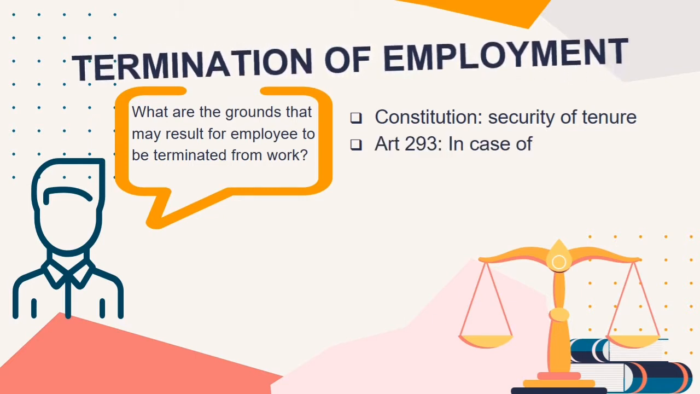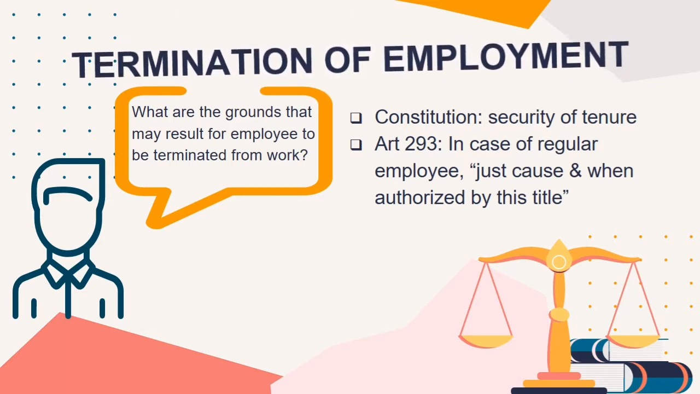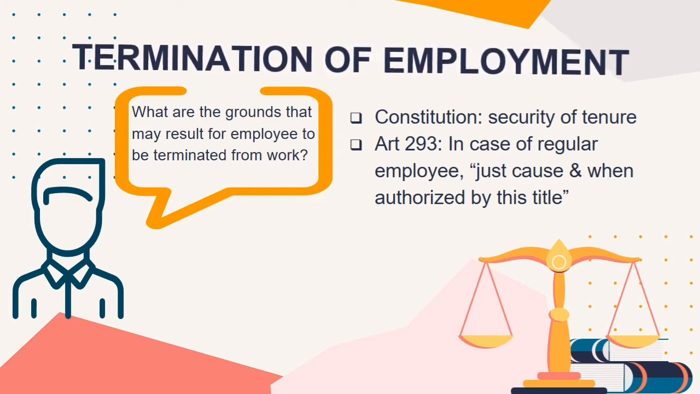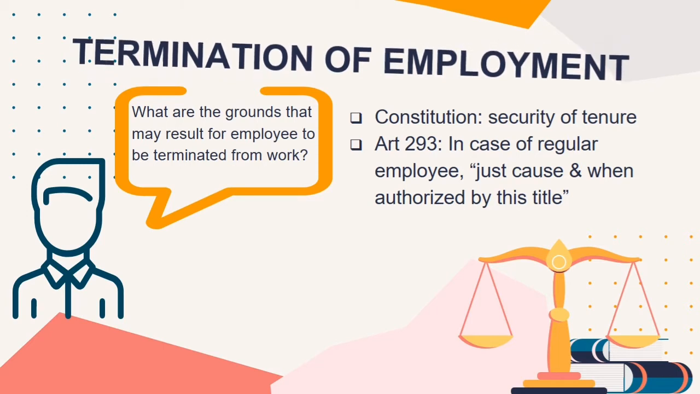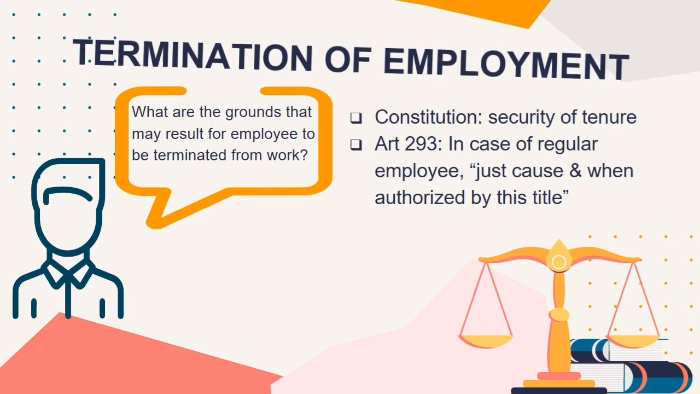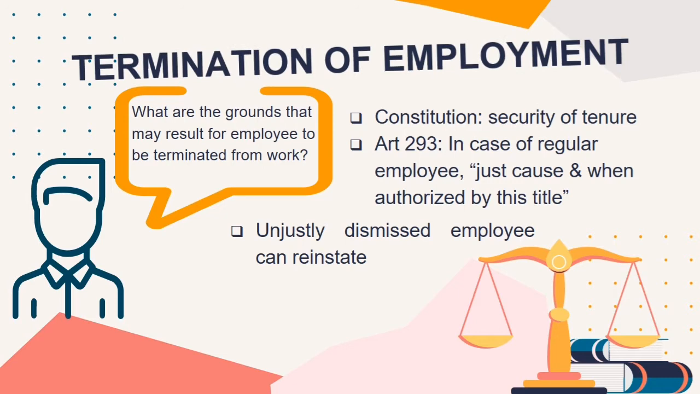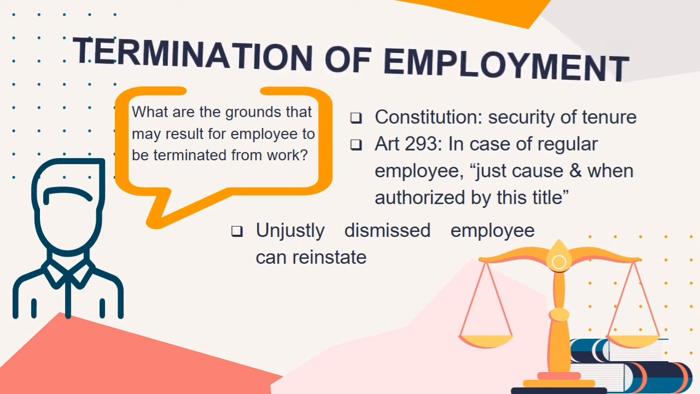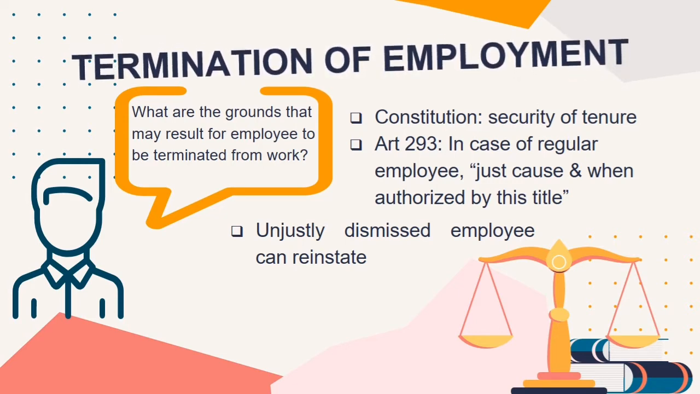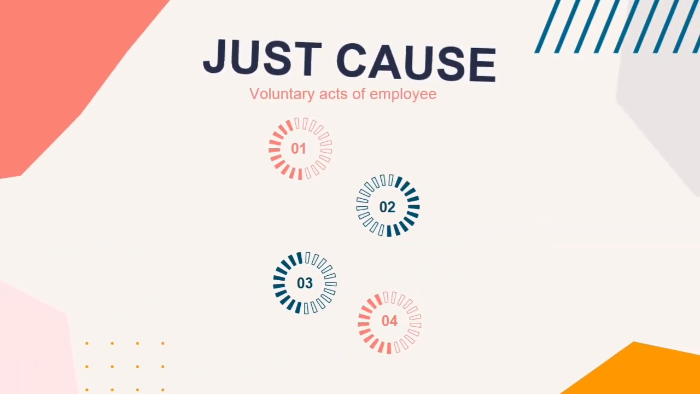However, under the Labor Code, in case of regular employees, Article 293 provides the just causes of termination of employment, and of course those that are authorized under this title. Now the question is, for those who are unjustly dismissed, employees can be reinstated without losing his or her rights or benefits. So let's take these grounds one at a time. The first is just cause.